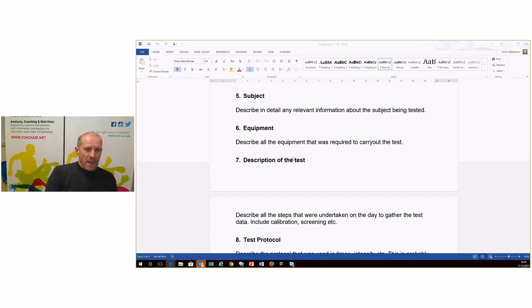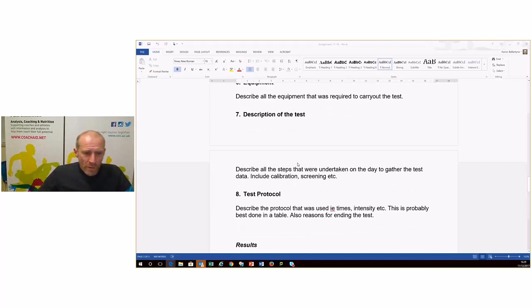Your description of the test then is next, number 7. Describe the test from start to finish. So first thing we did, we came in the morning, we turned the equipment on an hour before to let it warm up. We calibrated the equipment. We screened the subject using a health declaration form. We put the equipment on the subject, the mask on, the heart rate monitor on, whatever else we did. We then started the protocol for the test. At the end, we cooled them down.